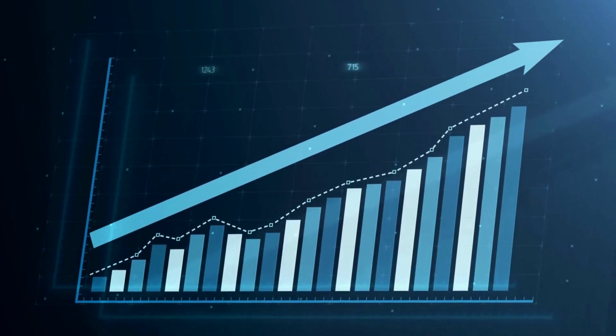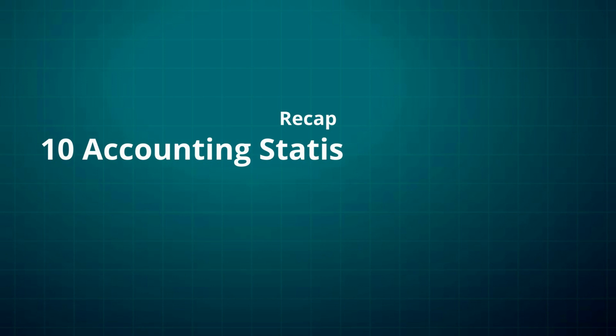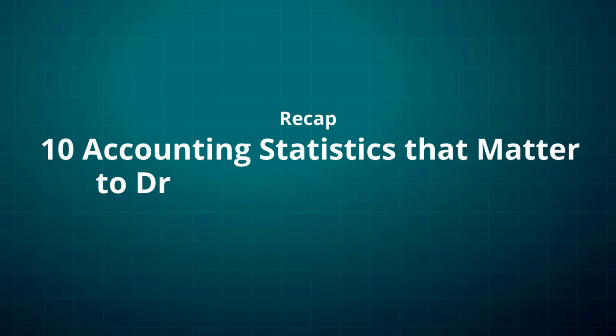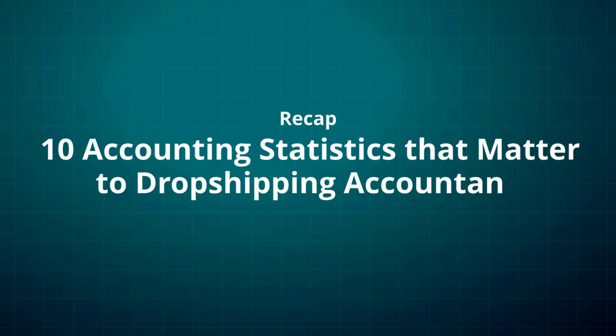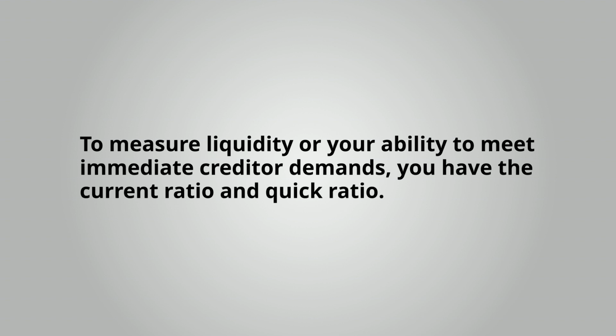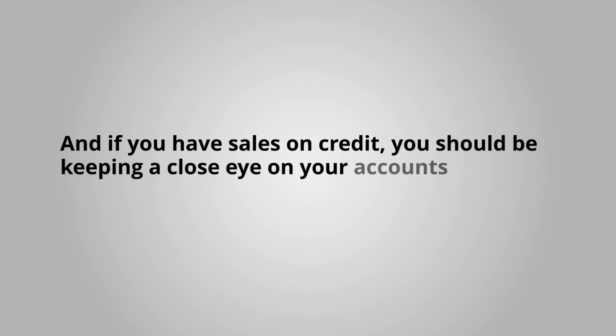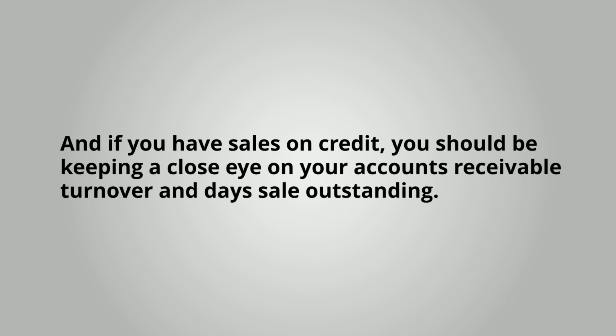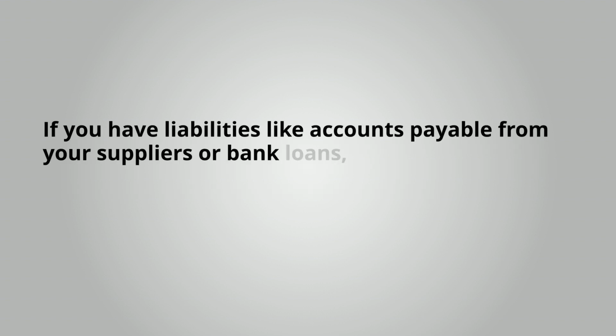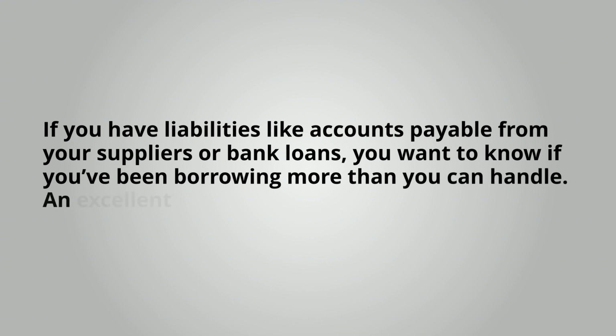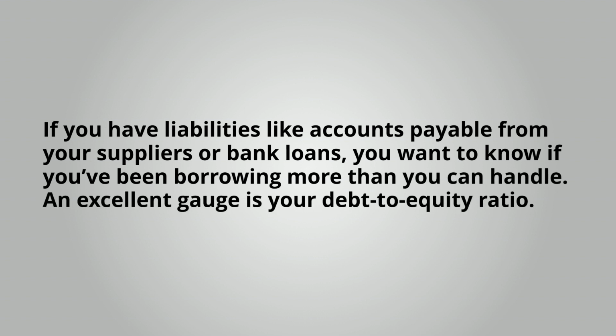Before diving into FAQs, let's do a quick rundown of the key accounting statistics that entrepreneurs like you should track to help you make better business decisions. To measure liquidity, or your ability to meet immediate creditor demands, you have the current ratio and quick ratio. And if you have sales on credit, you should be keeping a close eye on your accounts receivable turnover and days sales outstanding. If you have liabilities like accounts payable from your suppliers or bank loans, you want to know if you've been borrowing more than you can handle. An excellent gauge is your debt to equity ratio.